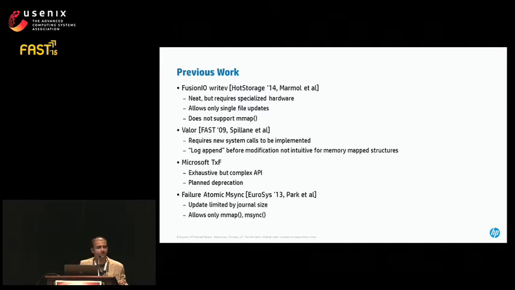Failure-atomic msync is work done by my colleagues previously. The problem is that updates are limited to the size of the file system journal, and it allows only mmap and msync. So the work that we present today is inspired by failure-atomic msync, and what we present today is a better and a more generalized solution.